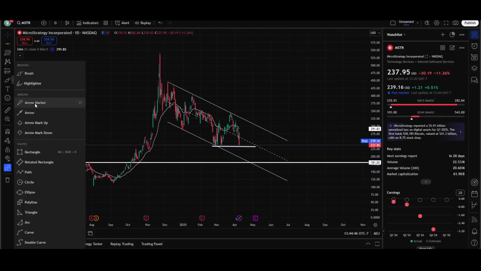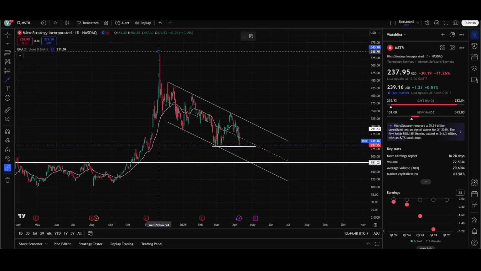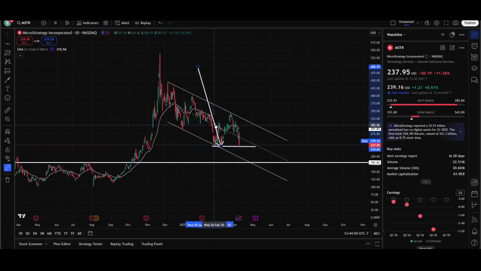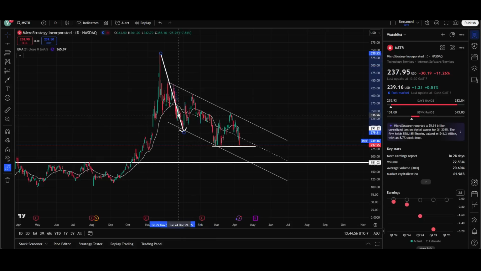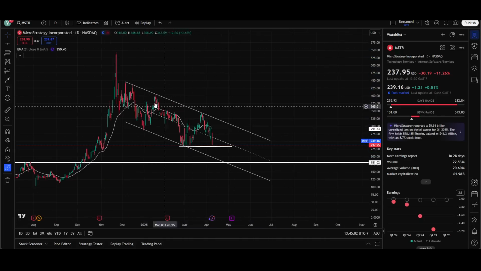Let's take a look at maybe some measured move targets. This is all one leg down right here. Second leg down could be right around 143. Truthfully, there's multiple targets to the downside. I would just go based on the channel.